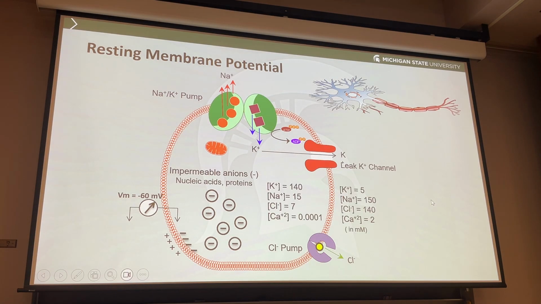Okay, a bit more specifics. You don't need to memorize these numbers by any means, but this shows some of the more important ions in a cell: potassium, sodium, chloride, calcium. The values here are intracellular values. These are extracellular values. They are listed in millimolar. Potassium is highest inside the cell. Sodium, chloride, and calcium are highest outside the cell. All right? So this just describes the makeup of a neuron, and why it has a negative resting membrane potential.